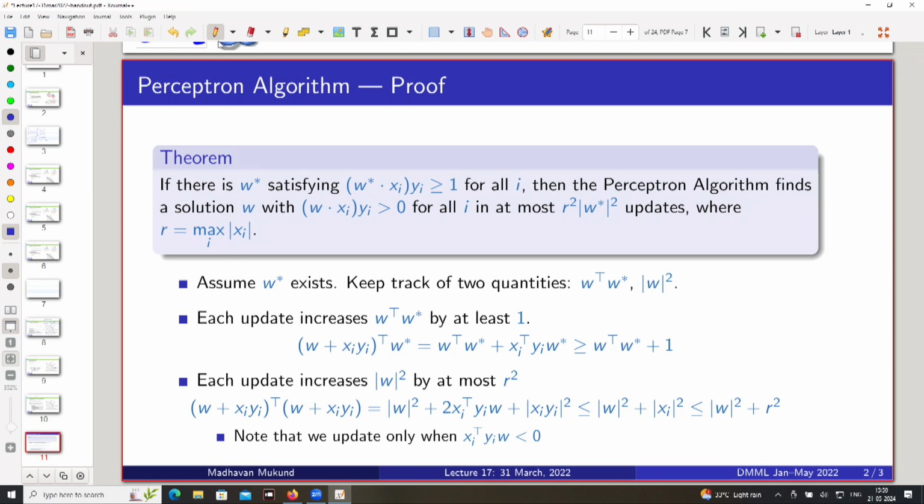like we wanted to find a W such that for each data point Xi, W dot Xi is positive if the corresponding label Yi is positive, and W dot Xi is negative if the corresponding label Yi is negative. So I can also state this as saying W dot Xi times Yi is always positive. Right? That is the kind of W you want to find. Now I'm saying suppose there is some special W star which additionally has the property that W star dot Xi times Yi is at least 1.